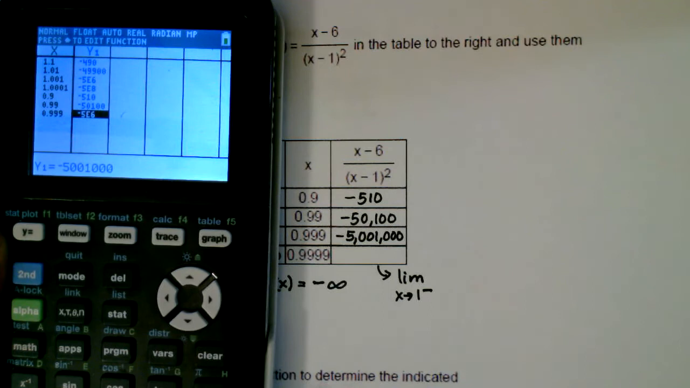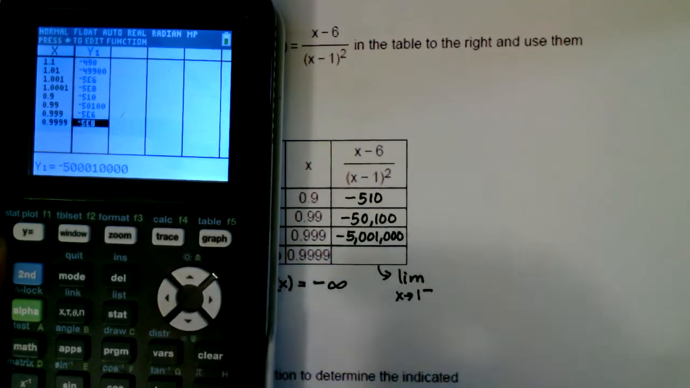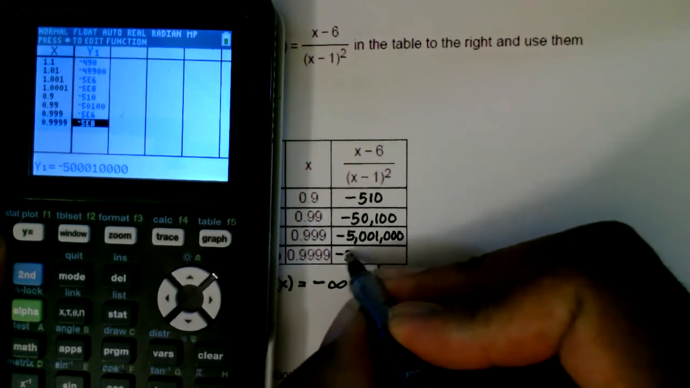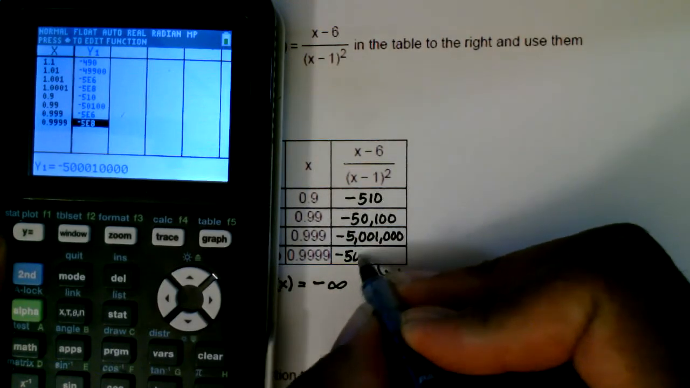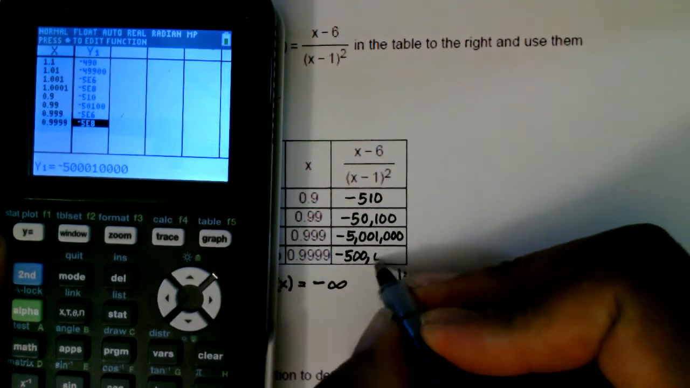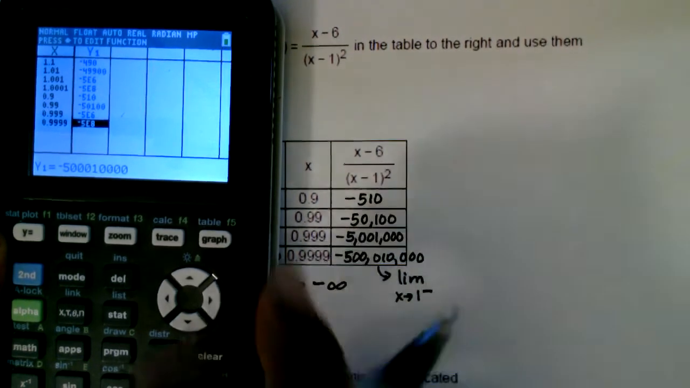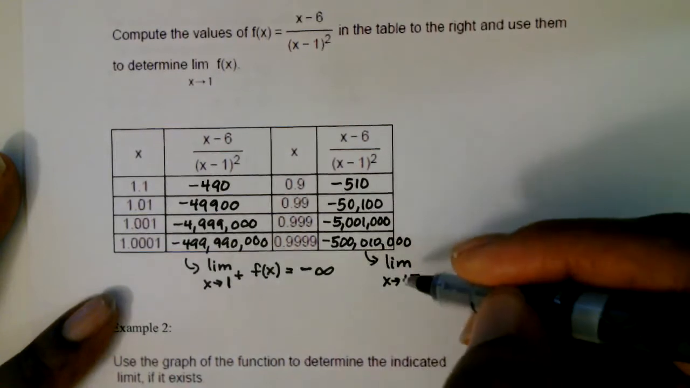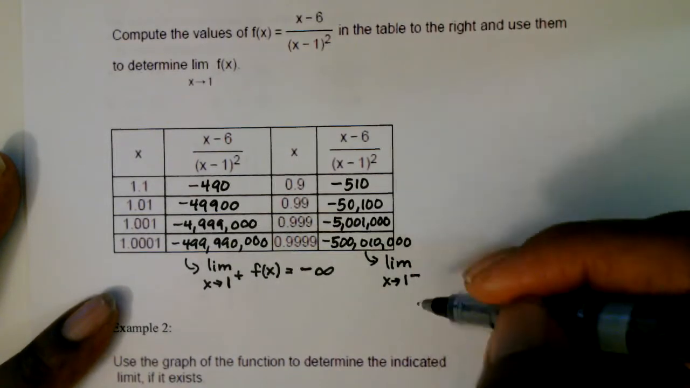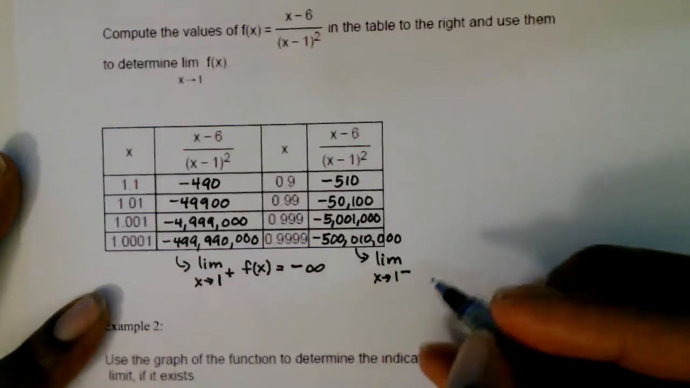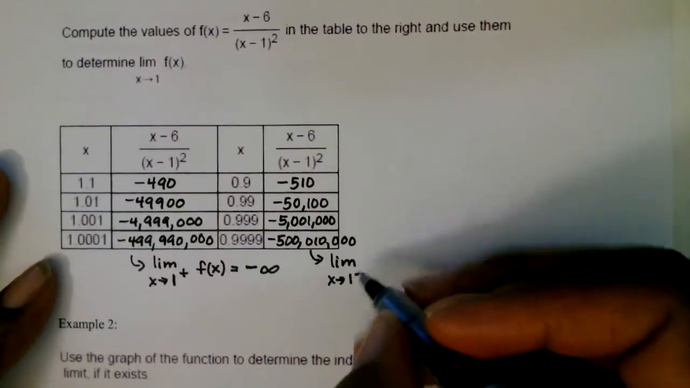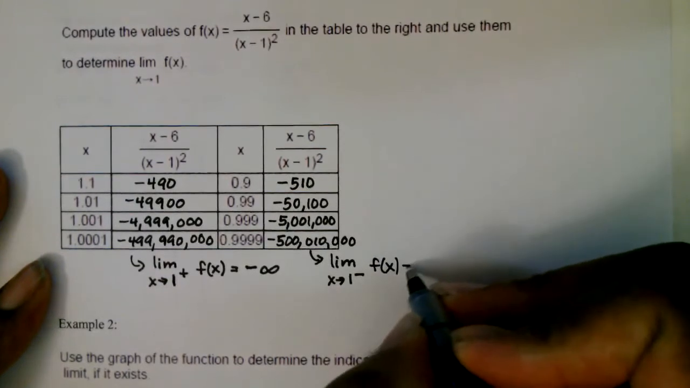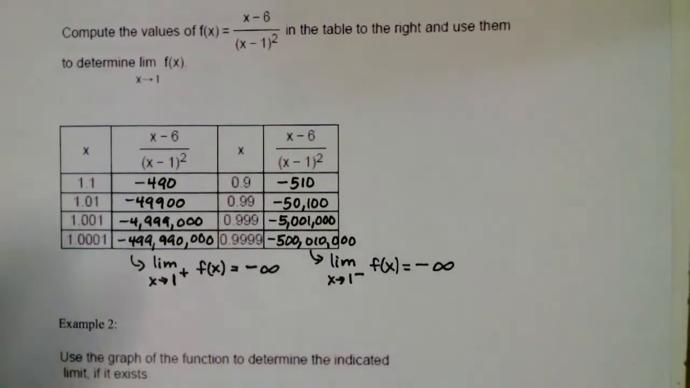Okay, and under x, 0.9999, back up here, it'll be this number, negative 500,010,000. Okay. So you can also see here, this is not approaching some number. It's just getting smaller and smaller and smaller. So the limit as x approaches 1 from the left of that function f of x would also be negative infinity.